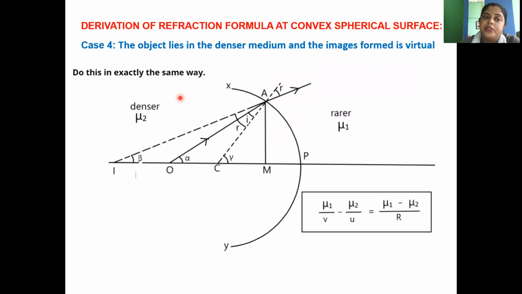Okay students, in this lecture we have already derived all the refraction formulas for a convex spherical surface. In our next class, we will derive this formula for a concave spherical surface.